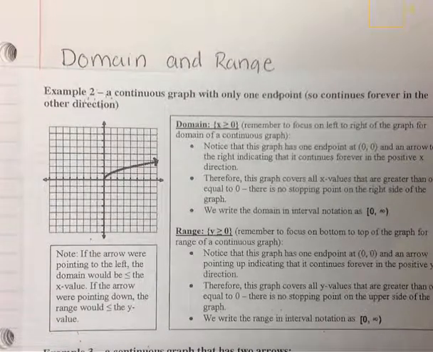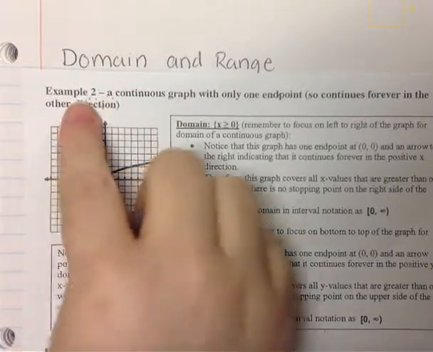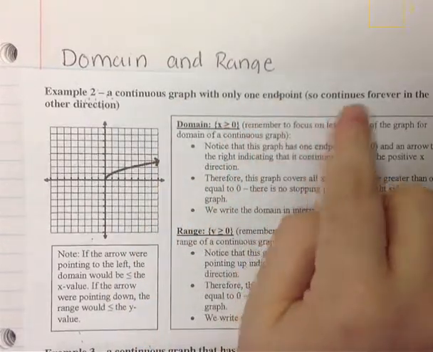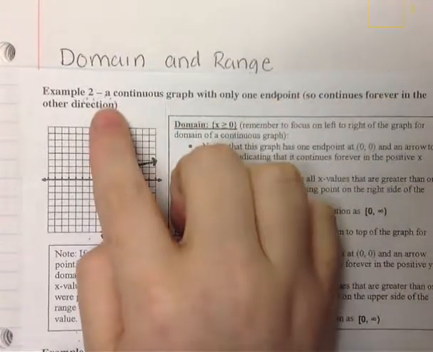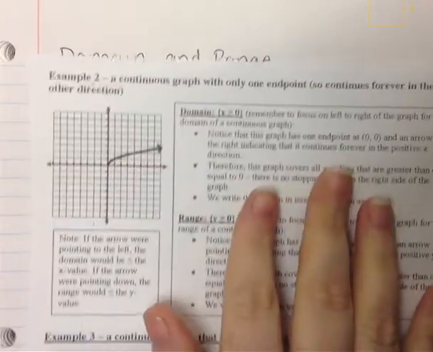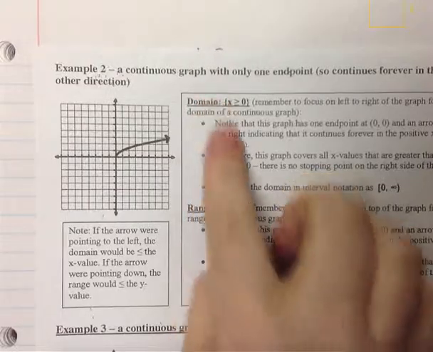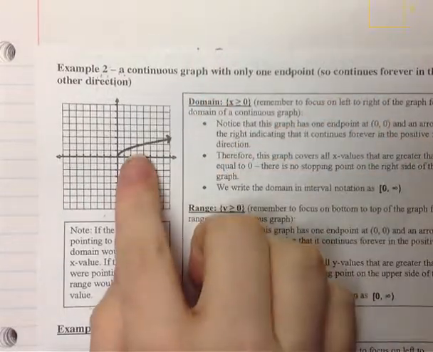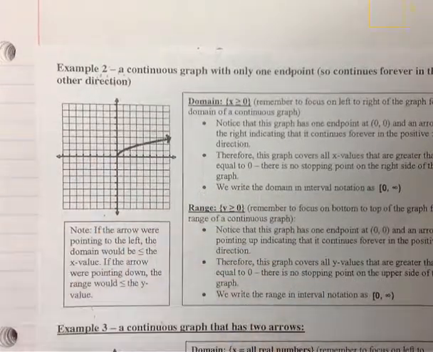This video is on domain and range. This example is a continuous graph with only one endpoint, so it continues forever in the other direction. So it will continue forever in one direction. So we have our information about the domain and range on here. I'm going to focus on the graph and focus on this note.